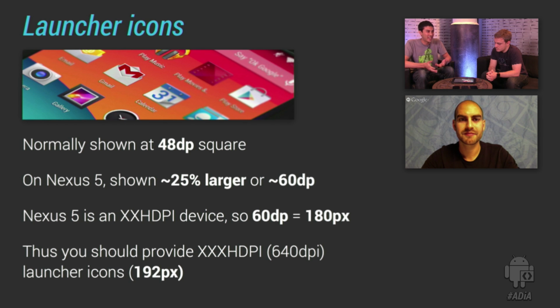You should really be including an asset that makes it look its best on all devices and all screen sizes. And so that means in this case, you need to provide an XXXHDPI icon for the launcher icon. Right now this applies to Nexus 5, since Nexus 5 has this new kind of launcher. But you'd imagine that other devices in the future would potentially do something like this. So basically, just get ahead of the game, start including these 640 DPI icons.